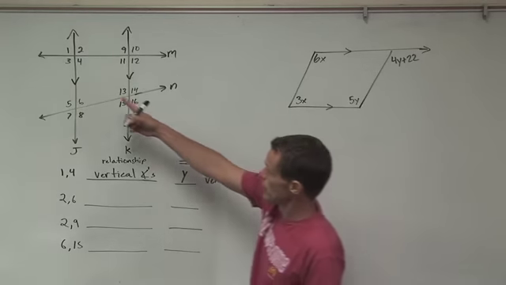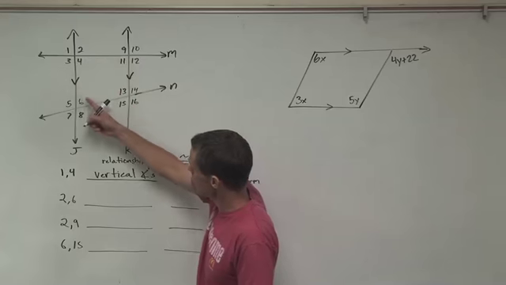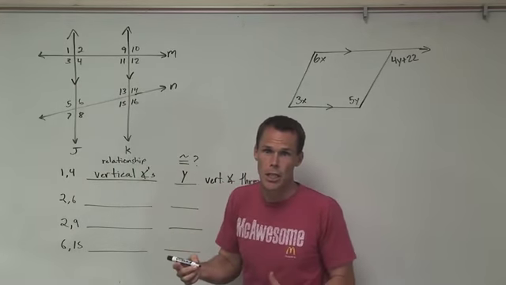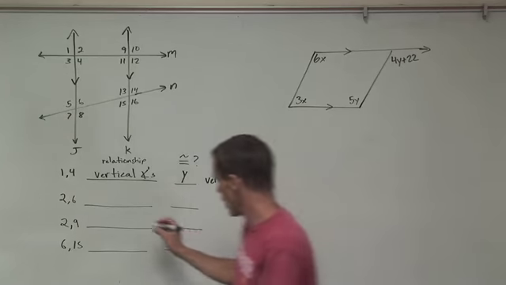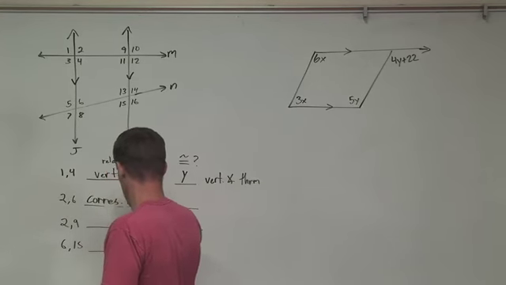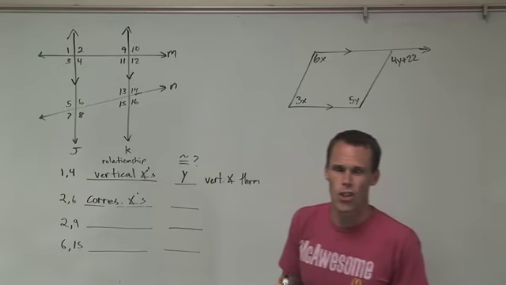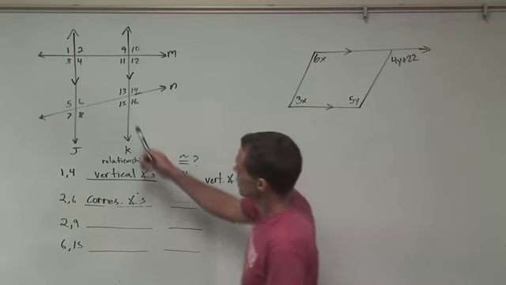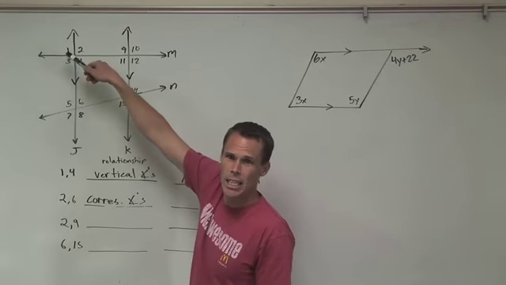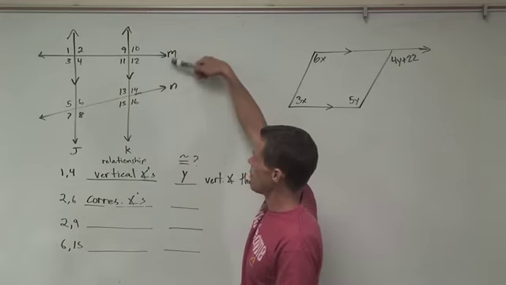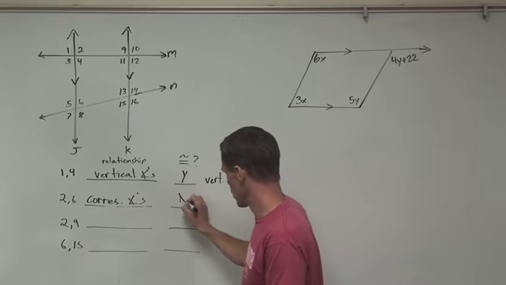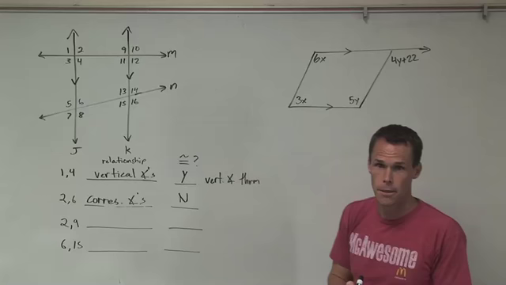Next relationship, 2 and 6, if we had to name that. 2 and 6, well, upper right corner, they're in the same location, corresponding angles. Okay, corresponding angles, we'll use an abbreviation. Question, are they congruent? Well, 2 and 6, the transversal is J. The lines creating them are M and N. These two lines are not parallel, therefore they are not congruent.